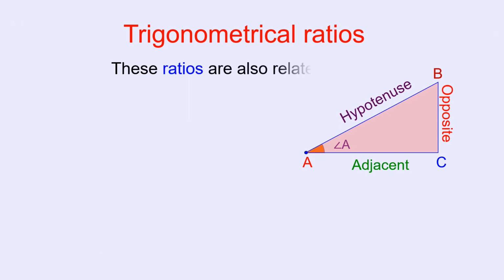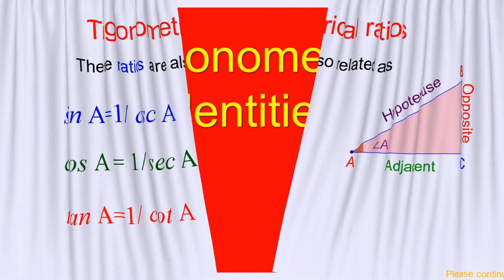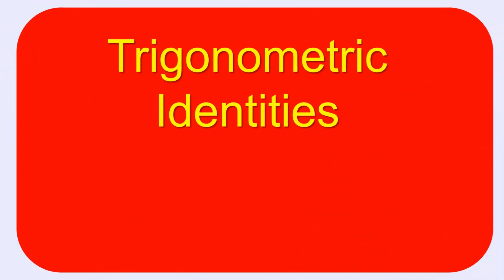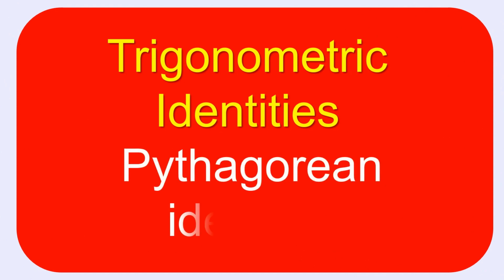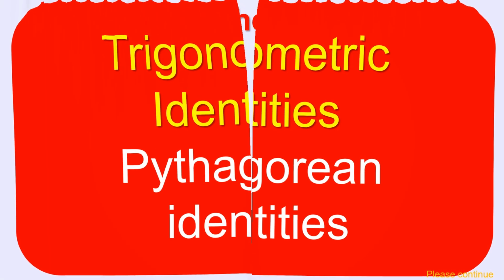These ratios are also related as sine A equals 1 divided by cosec A, cos A equals 1 divided by sec A, and tan A equals 1 divided by cot A. Let us also recollect some of the trigonometric identities, starting from Pythagorean identities.